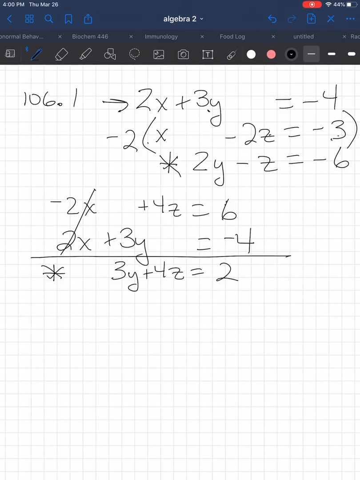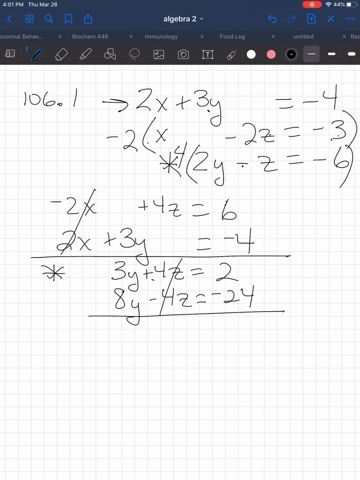That's my other equation. So now we have two equations in the same variables, so we can either use substitution or elimination, whichever you want. Personally, I see this negative z and this positive 4z. I'm just going to multiply this equation by a positive 4. So that gives me 8y minus 4z equals negative 24. Adding those together, I lose this. This becomes negative 22, and 3 and 8 is 11y. So we divide both sides by 11, and we get y is equal to negative 2.